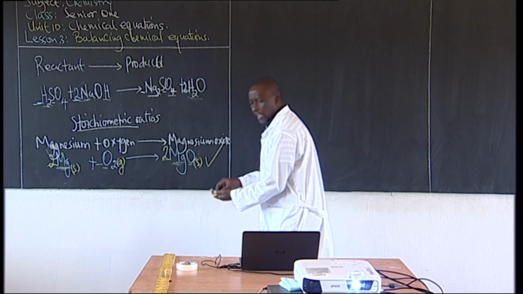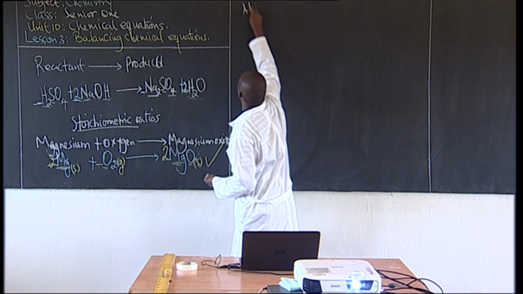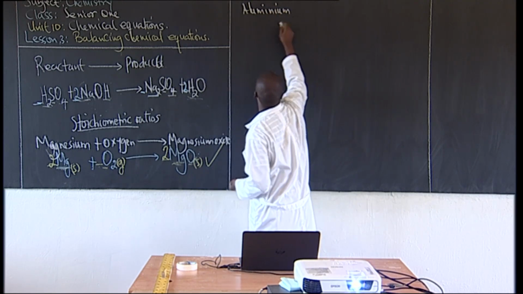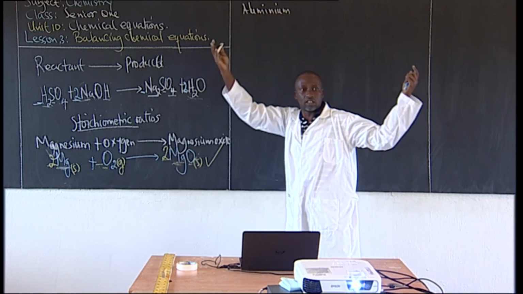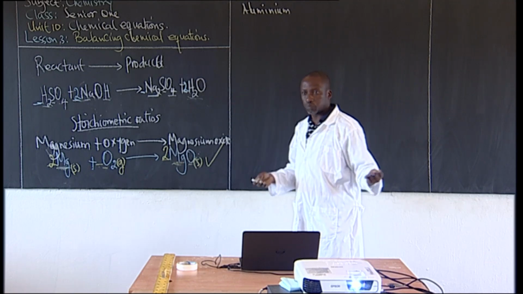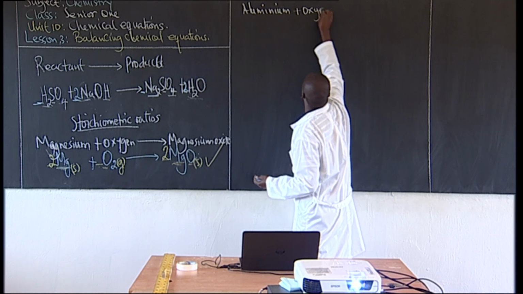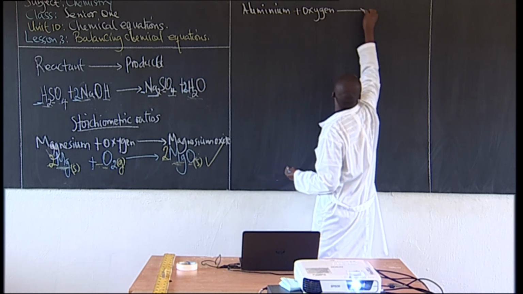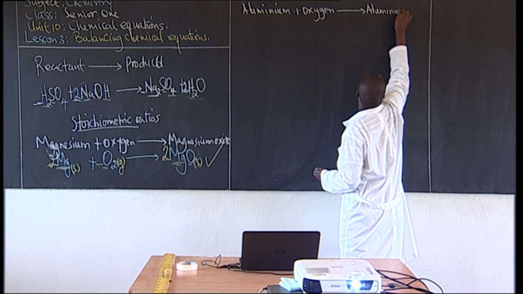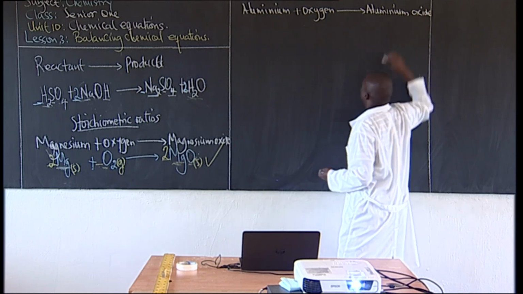Now, let's give another example. For instance, you have aluminium. Aluminium is a metal that is used to make these aluminium sheets, a lot of cutlery, the spoons and whatever. Aluminium plus oxygen gives aluminium oxide.